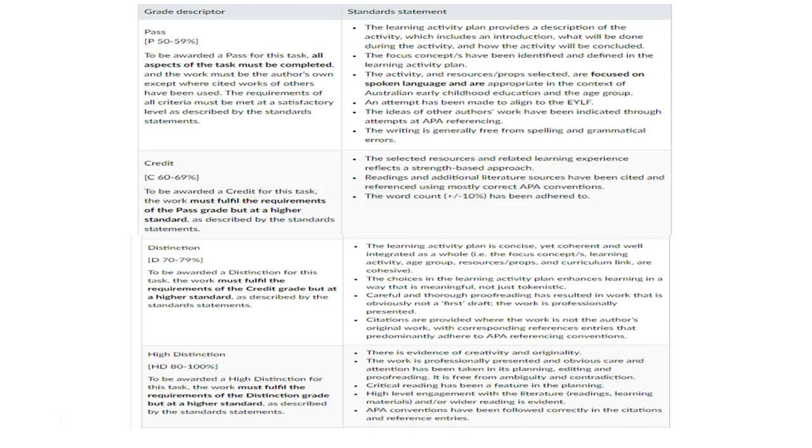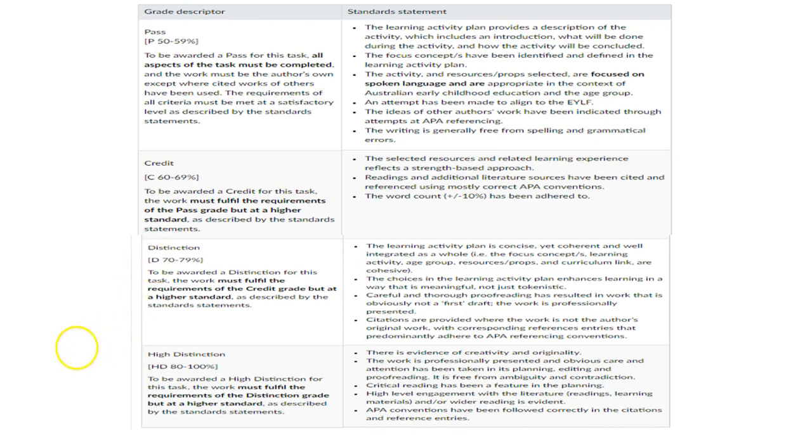There is lots of information in the portal, so have a look at that. Hopefully that will be able to support you more there. And then we're looking to make sure that the writing is generally free from spelling and grammatical errors. So we're looking for that academic writing there. We're making sure that you're really starting to know how to write your assignments.